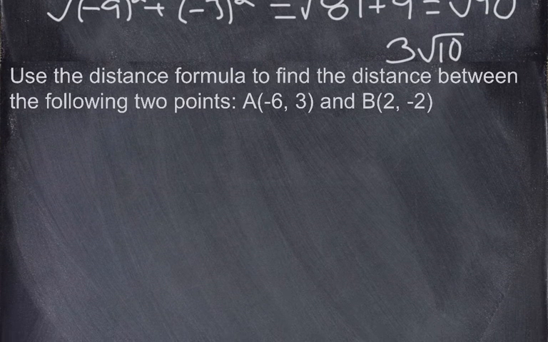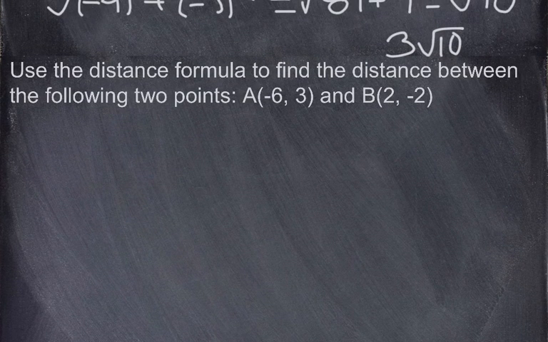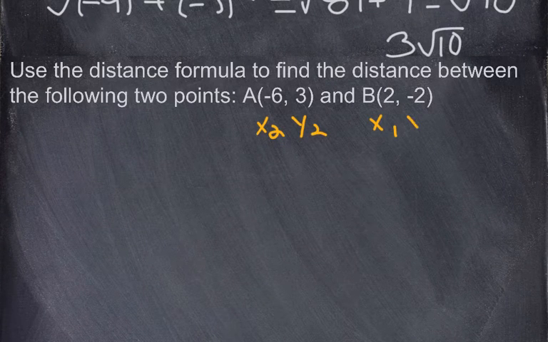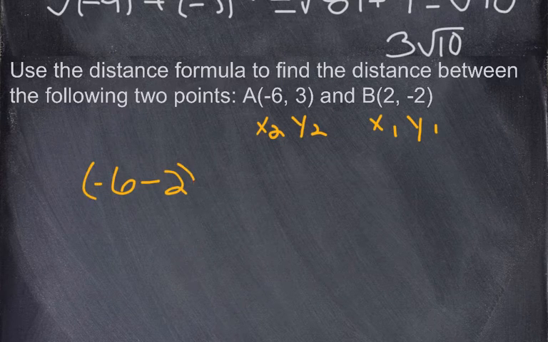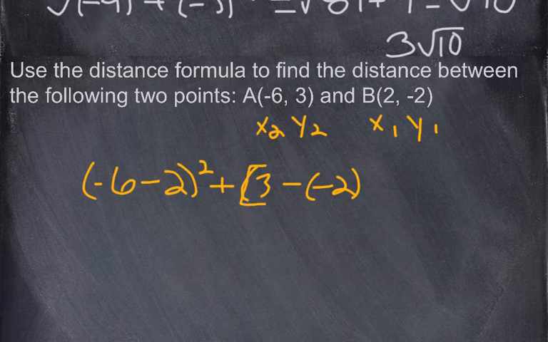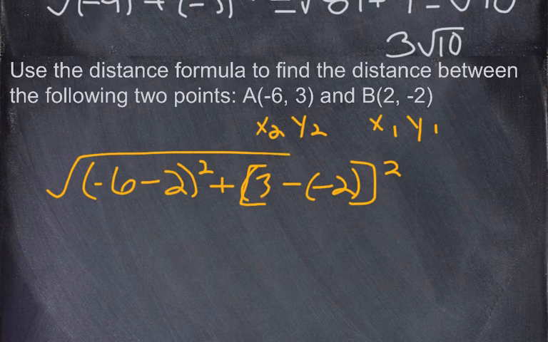Here it says use the distance formula to find the distance between the following 2 points. Again, this is the same problem, just a different set of numbers. I can go ahead and set that to x2 and y2 if I want, as long as the 1's and the 2's go together. That's what's important. So I can go my first x value minus the other, in parentheses, squared, plus y2, which is 3, minus, but you've got to be careful here, it's minus a negative 2, squared. I'm just getting technical with parentheses around the parentheses.